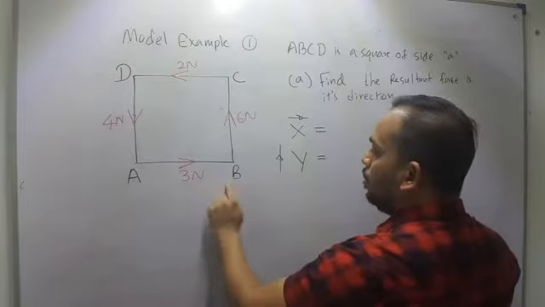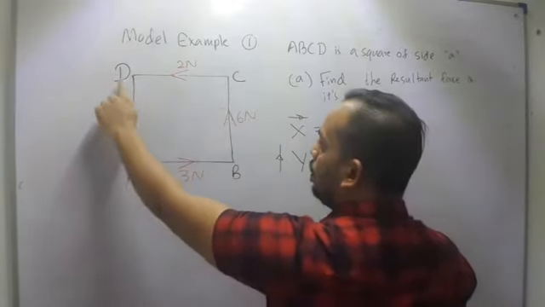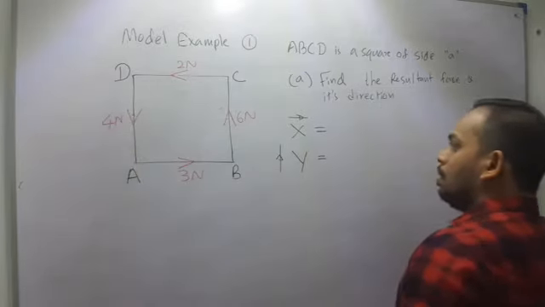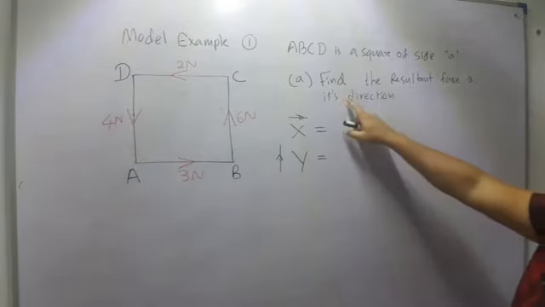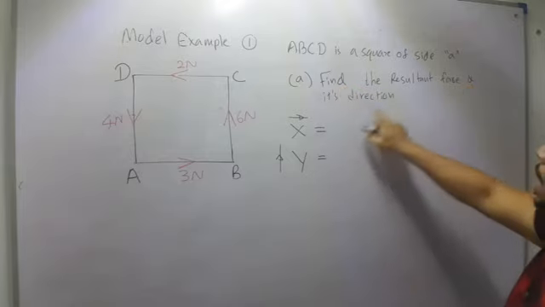3 newtons from A to B, 6 newtons from B to C, 2 newtons from C to D, and 4 newtons from D to A. The first part is: find the resultant force and its direction.